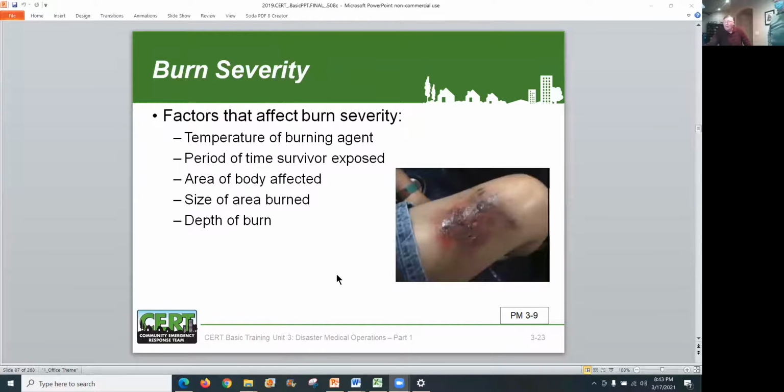Ooh, they got a good picture there. You see that before, Norm? Not that one. Pretty good.